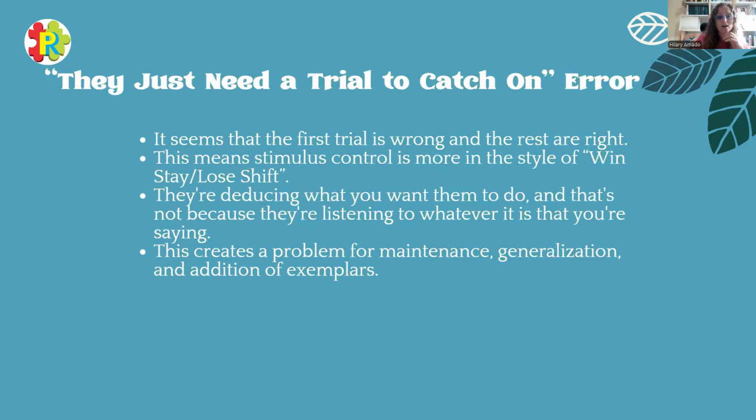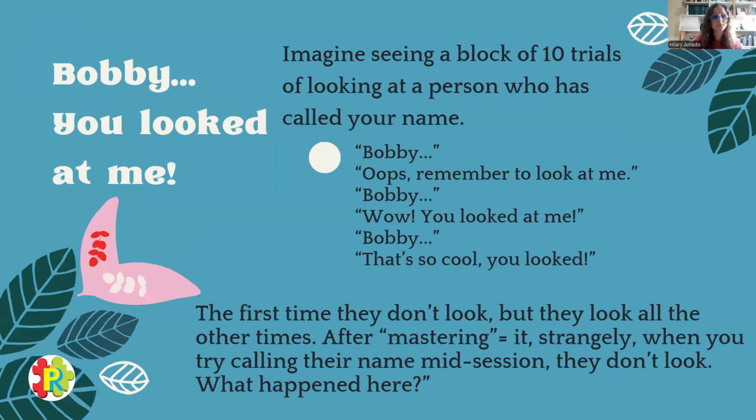There's also the error of they just need a trial to catch on. Here it's going to seem like the first trial is always wrong and the rest are right. This means that stimulus control is much more in the style of win, stay, lose, shift. So basically, they're deducing what you want them to do, and that's not because they're listening to whatever it is that you're saying. This is going to create a problem for maintenance, generalization, and for the addition of exemplars.